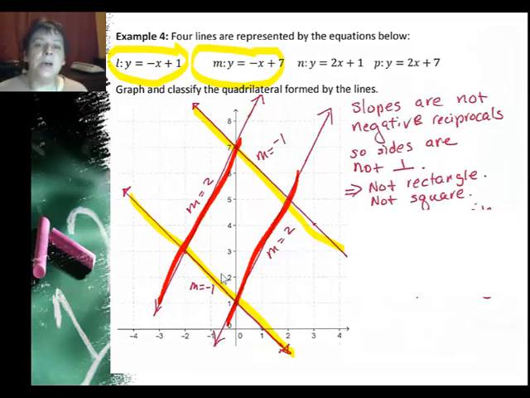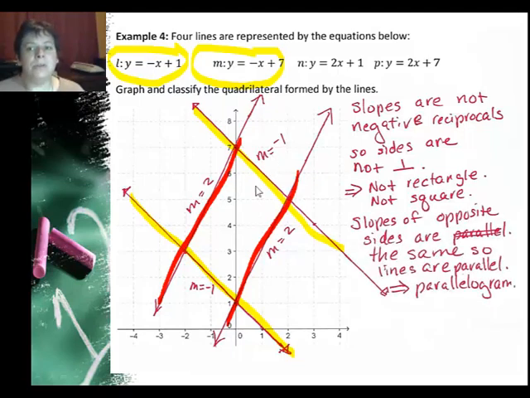Now, one thing I can tell is that the slopes are not negative reciprocals of each other. The negative reciprocal of 2 is negative 1/2. So this would not work for a perpendicular line. Since the sides are not perpendicular, it is not a rectangle and it's not a square. So the slopes of opposite sides are the same and the lines are parallel. And I didn't really bother to find the lengths of these two sides to see if it was a rhombus, but it's pretty obvious from the picture that they are not equal. So you could have found the lengths using the Pythagorean theorem.